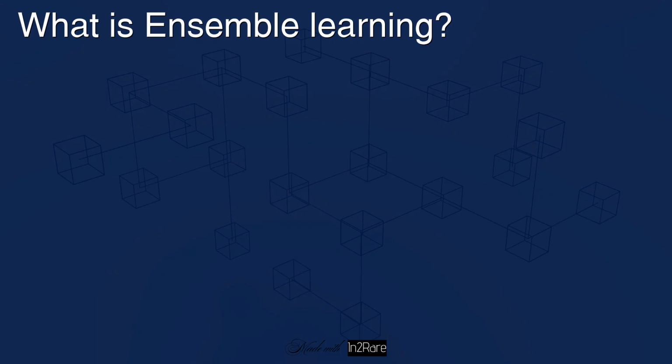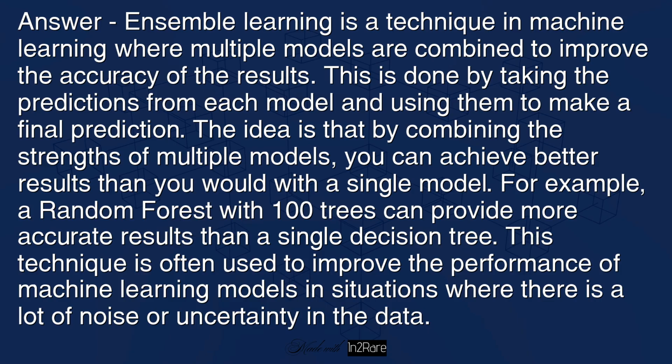What is ensemble learning? Answer: ensemble learning is a technique in machine learning where multiple models are combined to improve the accuracy of the results. This is done by taking the predictions from each model and using them to make a final prediction. The idea is that by combining the strengths of multiple models, you can achieve better results than you would with a single model. For example, a random forest with 100 trees can provide more accurate results than a single decision tree. This technique is often used to improve the performance of machine learning models in situations where there is a lot of noise or uncertainty in the data.